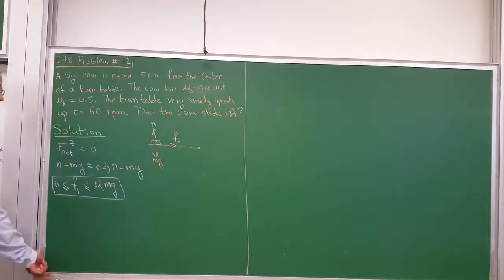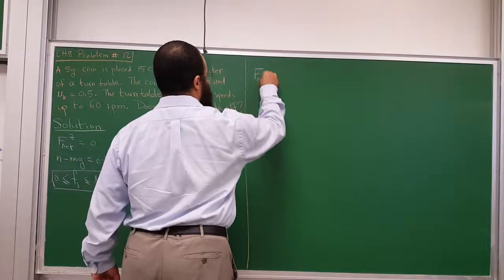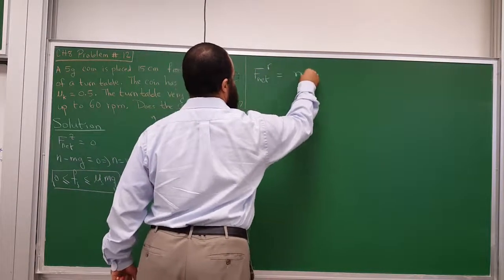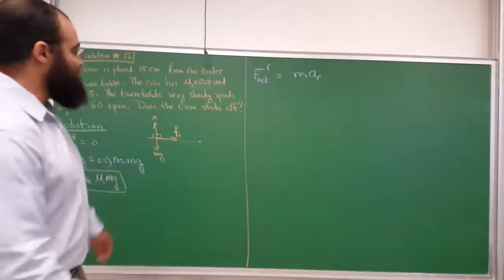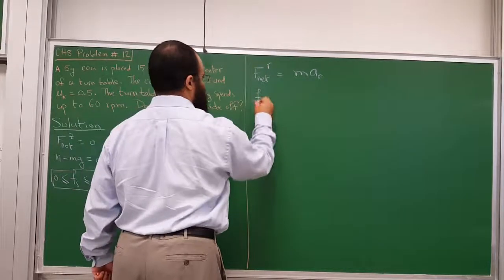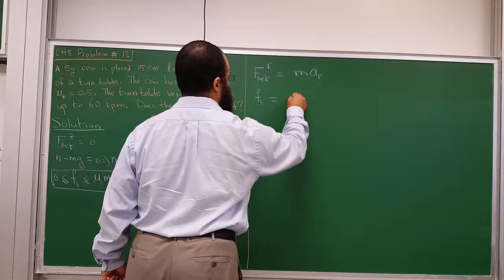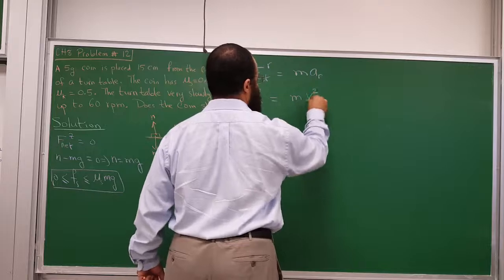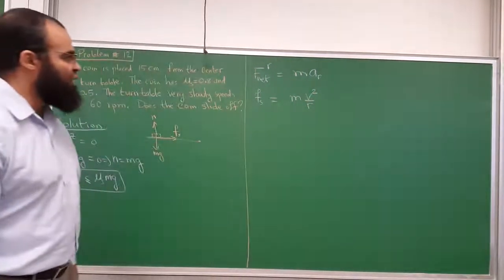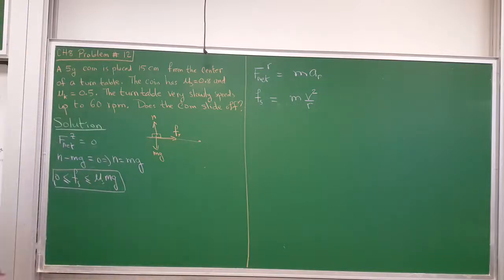Well, I know that in the radial direction, the net force in the radial direction is equal to the mass times the acceleration in the radial direction. In the radial direction, there is only the force of static friction. That's it. And that has to equal the mass times the acceleration in the radial direction, which, if you remember, is v squared divided by r. So let's calculate the force of static friction and then see if it exceeds this value. If it exceeds it, then you will slide off.